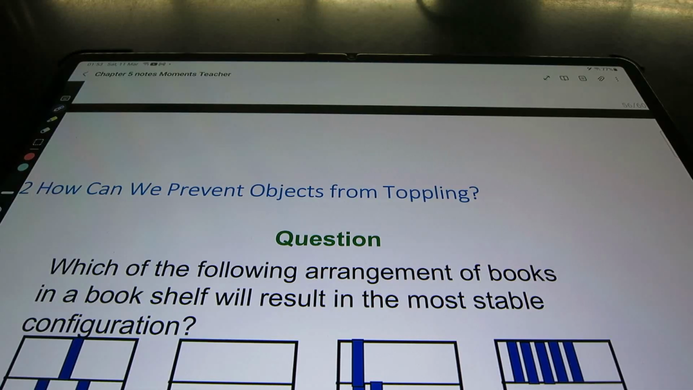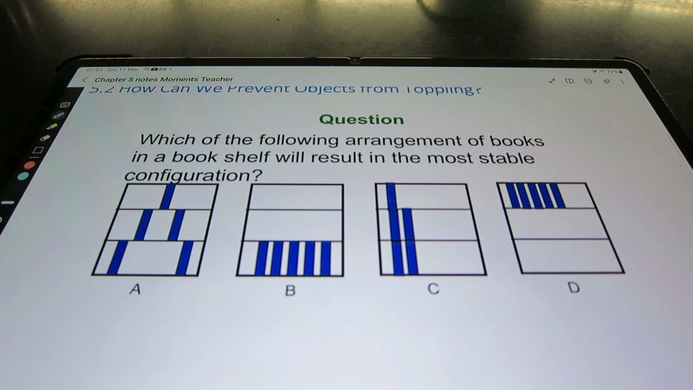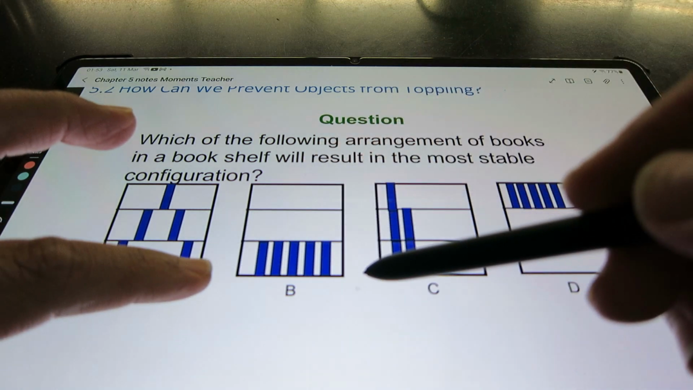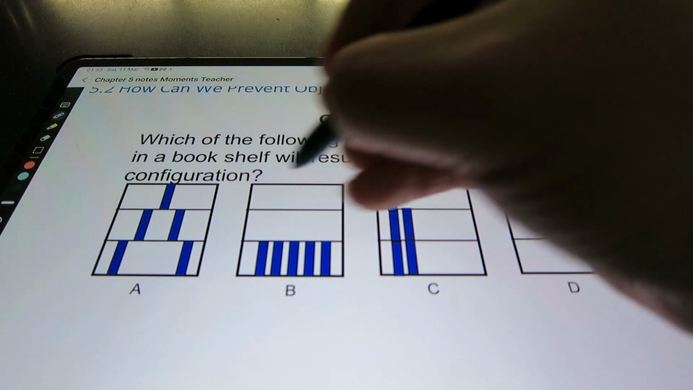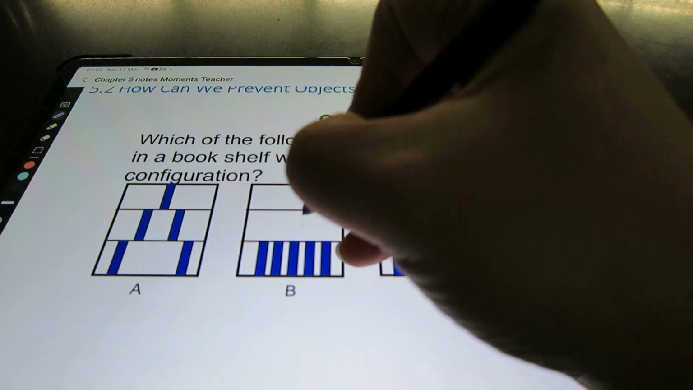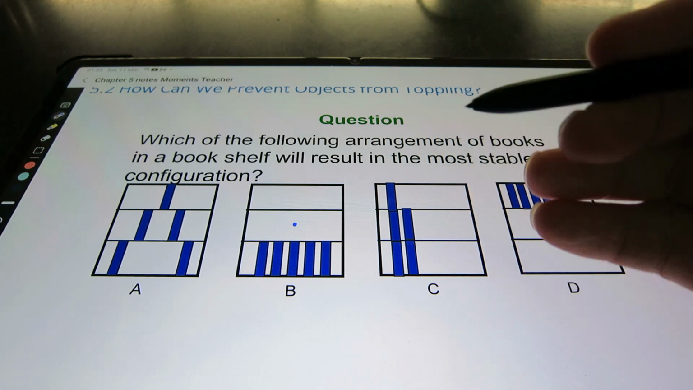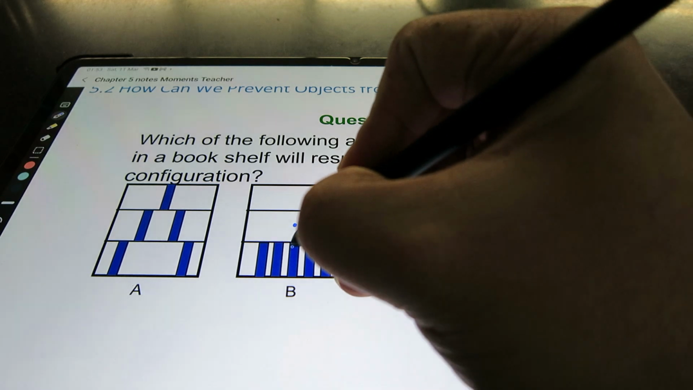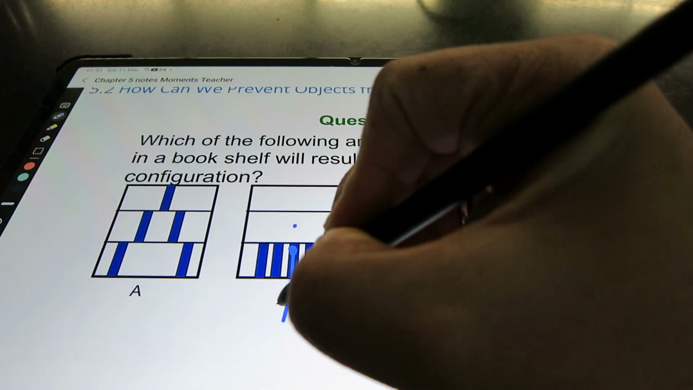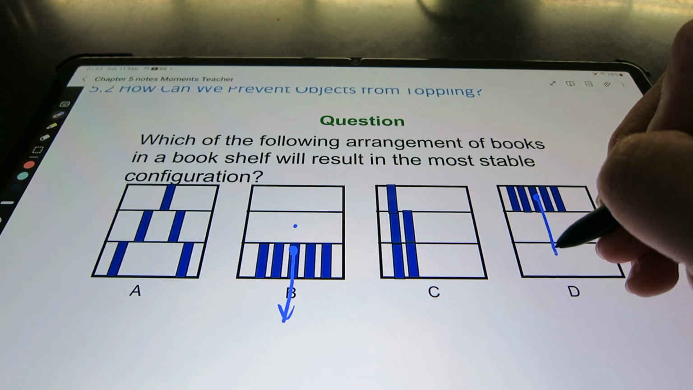Alright? So let's run through some questions. Which of the following arrangements will result in the most stable? They, of course, all have the same base area. So I'm looking for one where it's weighted a bit more at the bottom, because your center of gravity actually moves towards the direction of where most of the weight is. So if I put a lot of weight at the bottom, then the center of gravity is going to be somewhere here. If I put it all here, then the center of gravity is going to be high somewhere here.